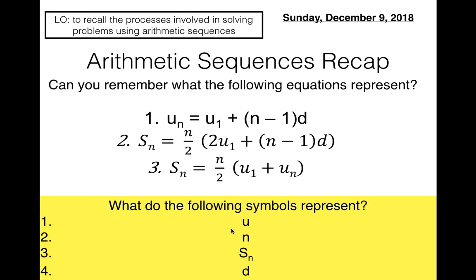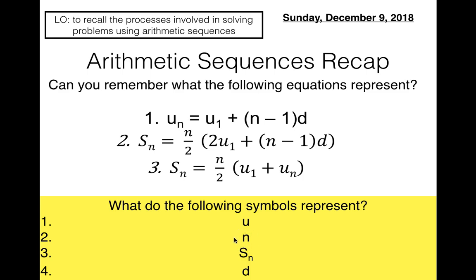Okay, so U stands for the value of the term. So for example, in the sequence 2, 4, 6, 8, 10, 2 would be U1, 4 would be U2, and so on. So U stands for the value of the number in the sequence.